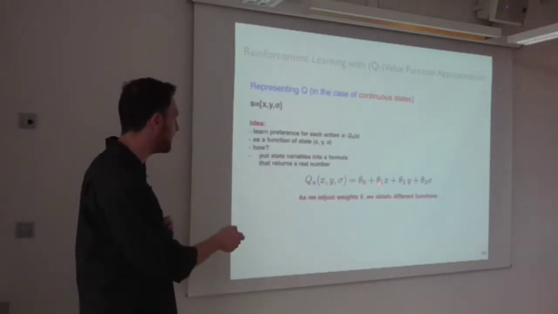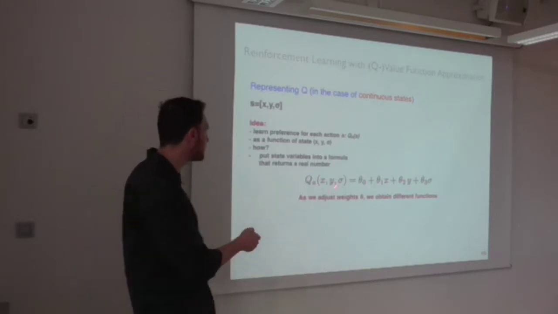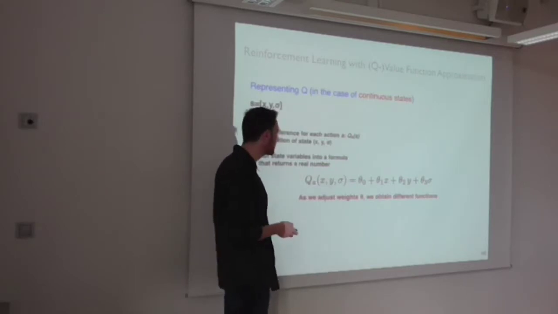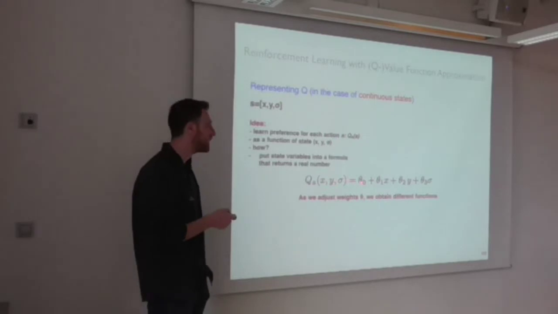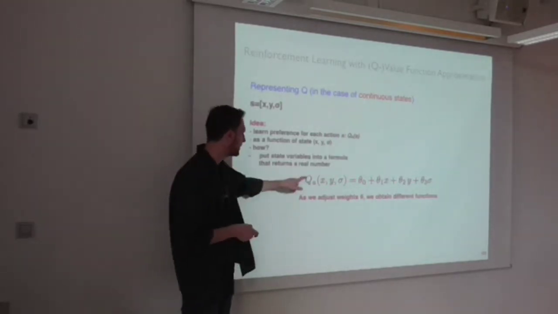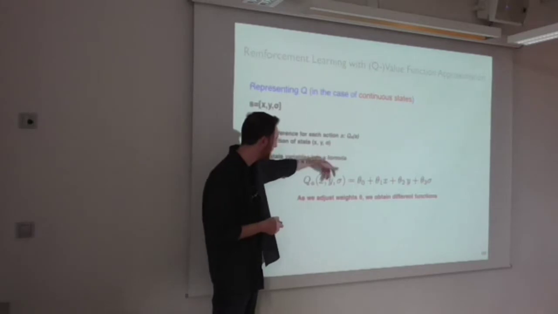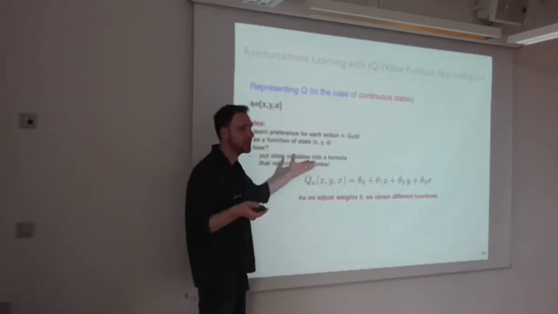Okay, and as you can imagine, as you adjust these theta weights, you get different values depending on the values of x, y, and z. Does this representation make sense? I'm not saying yet how to find the right values for theta, but does everybody understand why this is computing one possible value for a Q for any arbitrary state given this action accelerate? It's just a formula that I came up with.